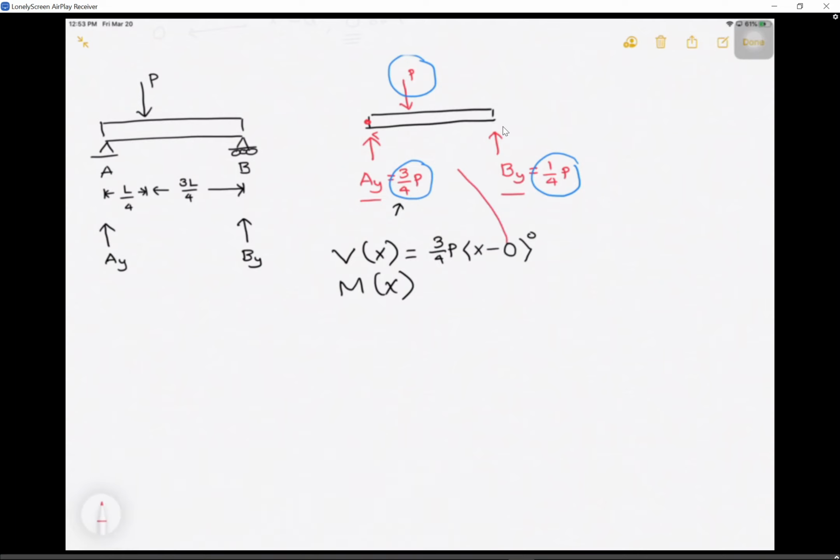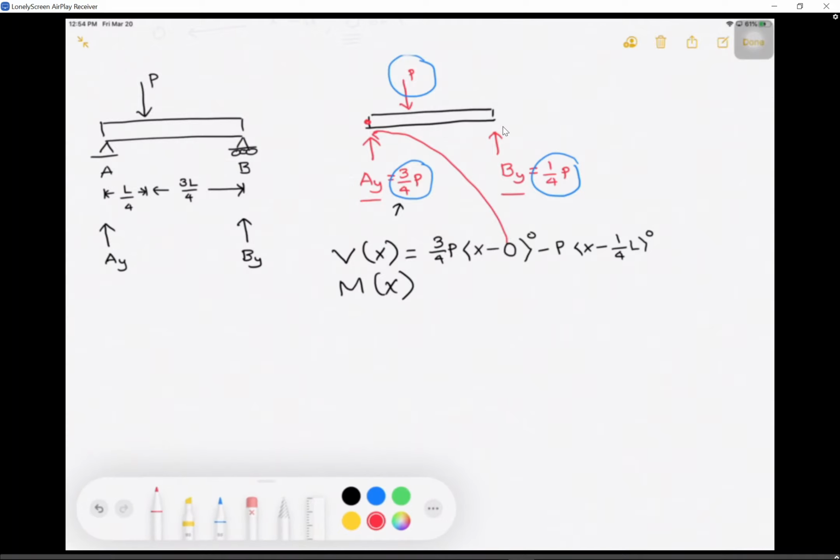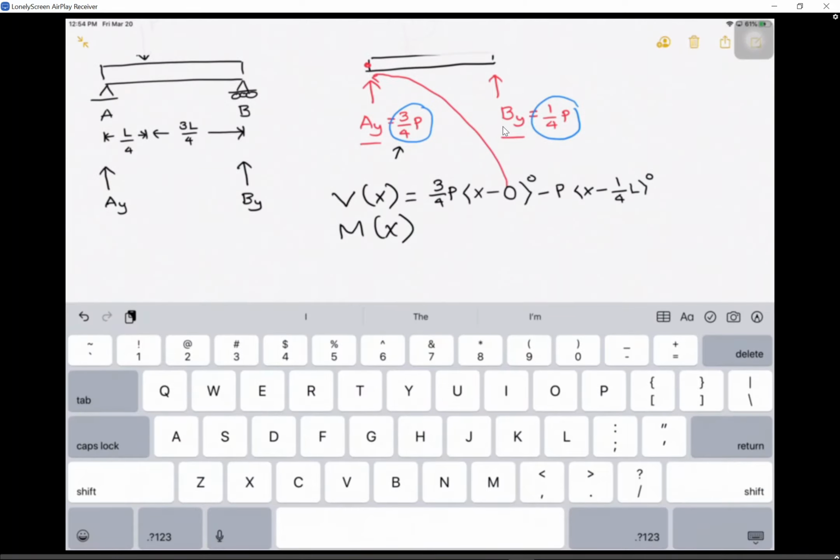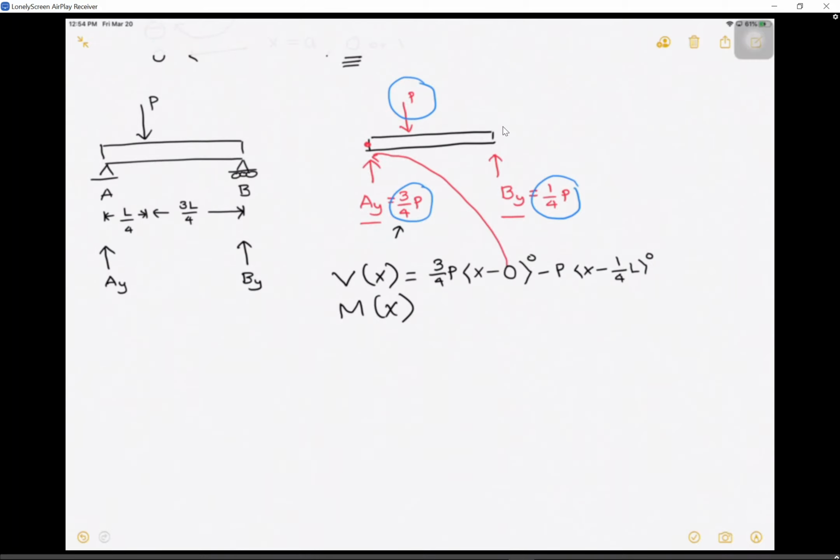Okay, so it's for this 0 right there. Now we move to our second force, which is P. So your P is going down, which means it's negative P, singularity function x minus the location of your force, in this case 1 over 4 L, raised to 0. Again, how did we find that it's 1/4 L? That's the location of your force right here. So I'm just going to drag this 1/4 here to this guy. Now that's your 1/4 L.